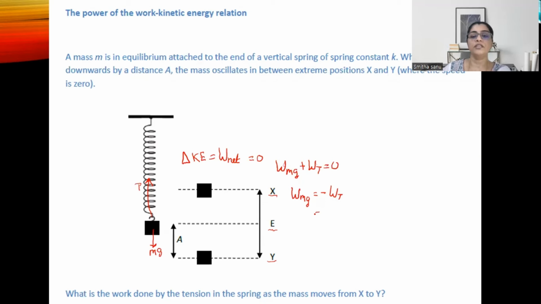Work done is force times displacement. So let's continue. Force acting is nothing but mg. Displacement from x to y is a plus another a, which is 2a. So the answer is: work done by the tension is minus 2a mg.